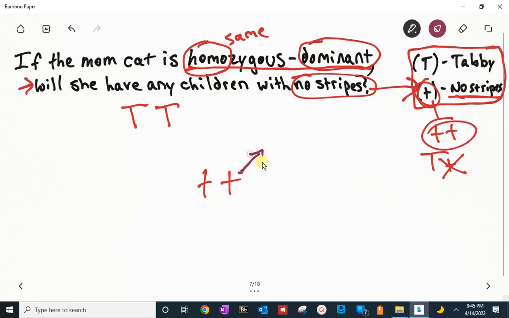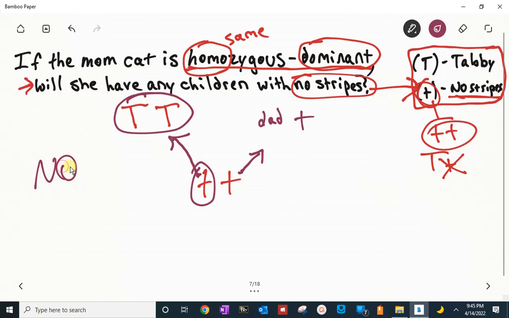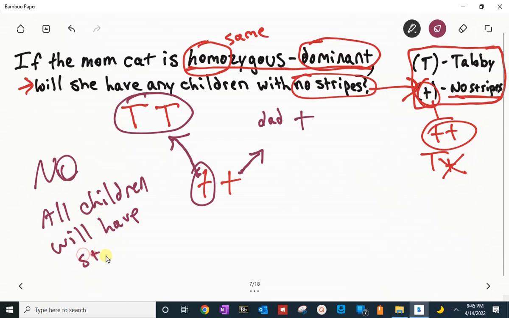The child could get one lowercase t from the dad, but the child's other chromosome in the pair has to come from mom. But the kitten can't get any lowercase t from mom because mom has two capital T's. So the answer is no. She will not have any children with no stripes. All of her children will have stripes, which is what a tabby cat is.